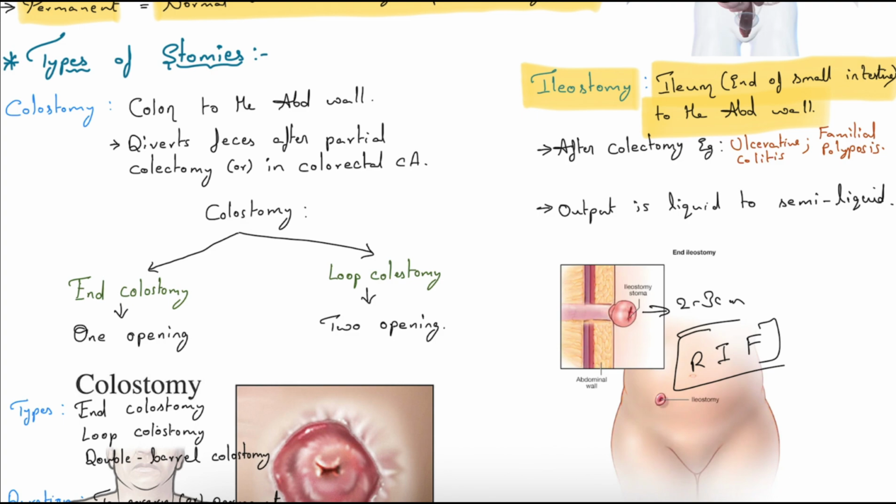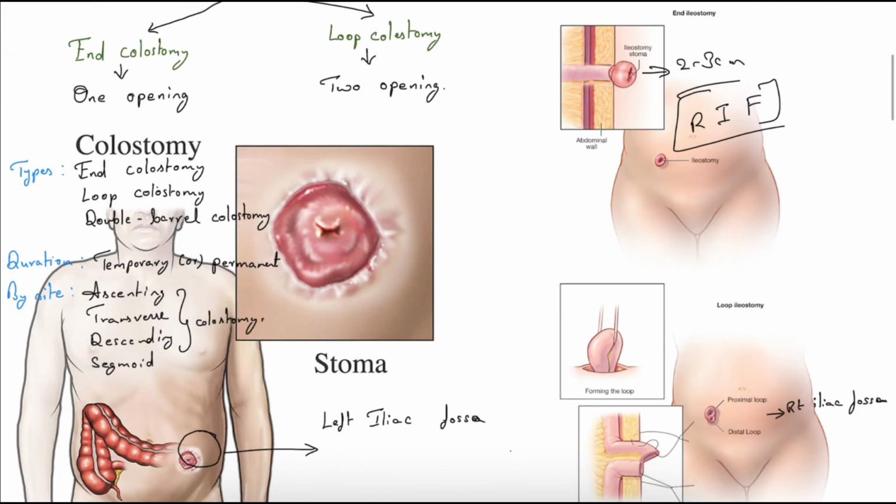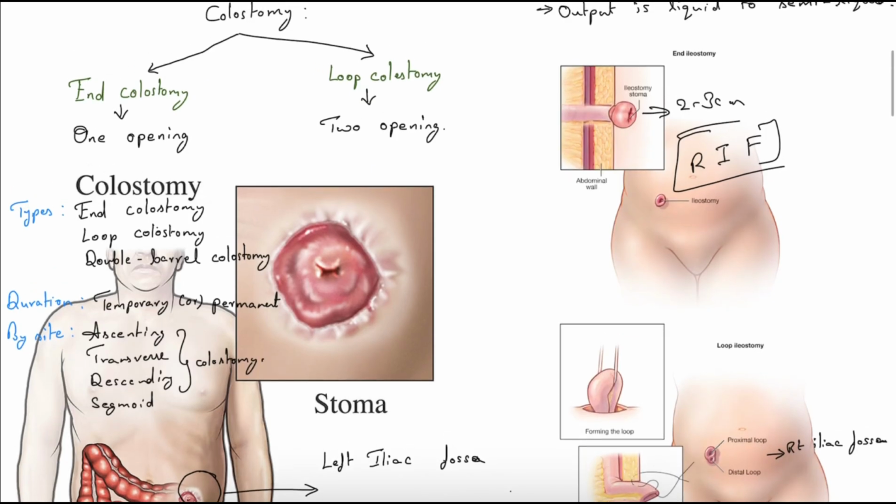Okay, so when do we do this ileostomy? The main indications are if any patient has ulcerative colitis, Crohn's disease, rectal cancer, anastomotic protection, familial polyposis, or trauma. So these are the main indications we can see. Next, in ileostomy, we have three different types.